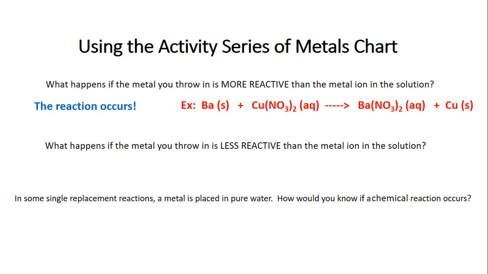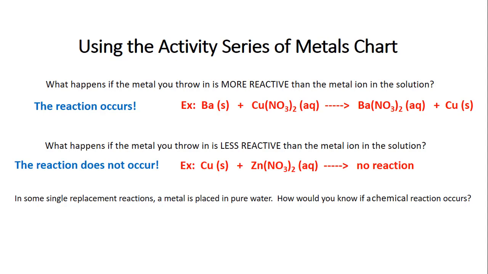The second question is, what happens if you throw in a metal and that metal is less reactive than the metal ion that's already a part of the solution? Well, in this case, we said the reaction does not occur. To give you an example of this, you could think about copper being added to a solution of zinc nitrate, and the copper is a very stable element. It's not very reactive, and it's less reactive than the zinc, therefore this does not occur.